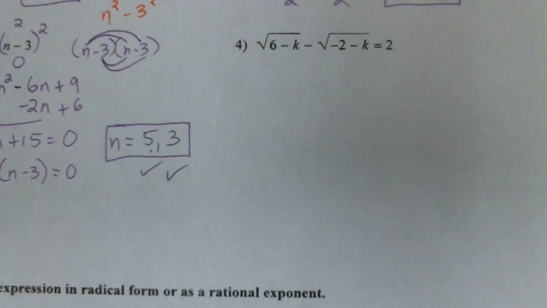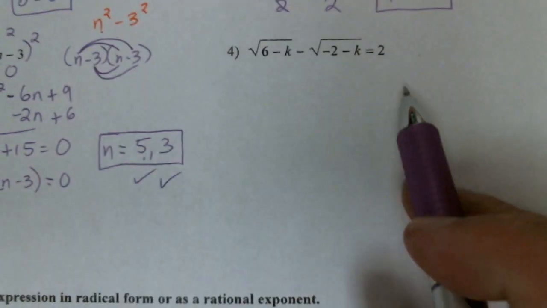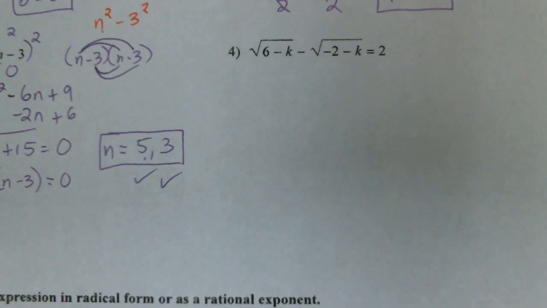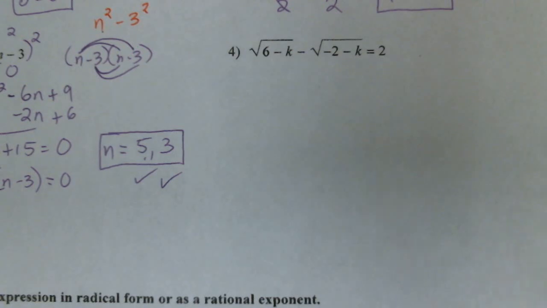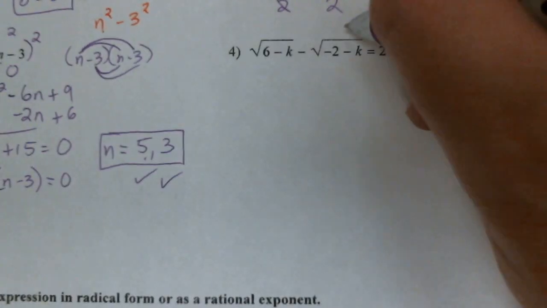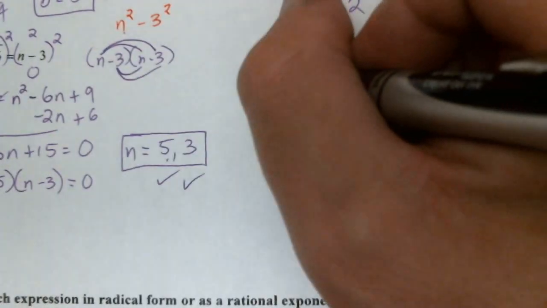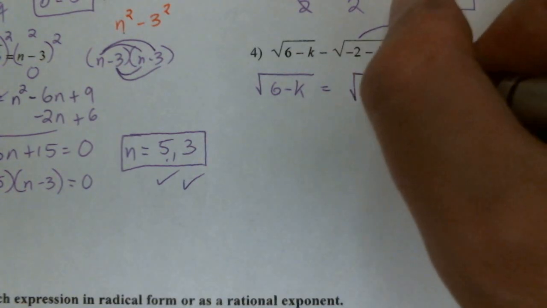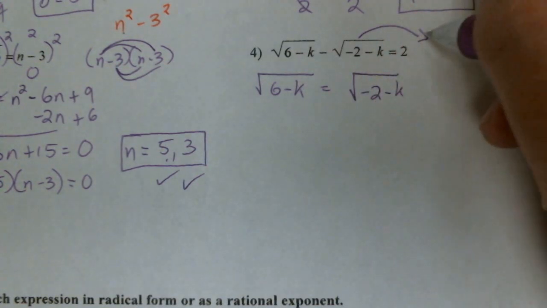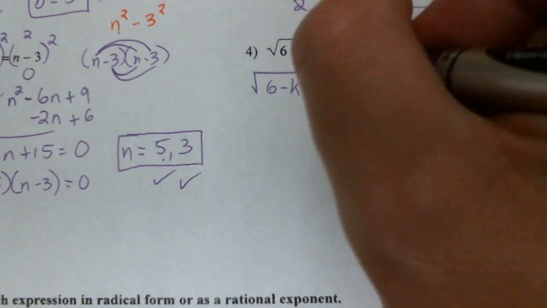And the last one, the trickiest of them all, is when I have a couple of radicals, and then I have a third number. First of all, both of these on the left-hand side of the equal sign, I can't have that. I've got to isolate at least one of these guys. Since this one is negative, I'll move this guy to the other side. That way I don't have to deal with any negative radicals. So on the left, I'm going to be left with the square root of 6 minus k. On the right, it doesn't matter which one of these you put first. On the right, I will have the square root of negative 2 minus k, and then I can't forget about this 2 plus 2.